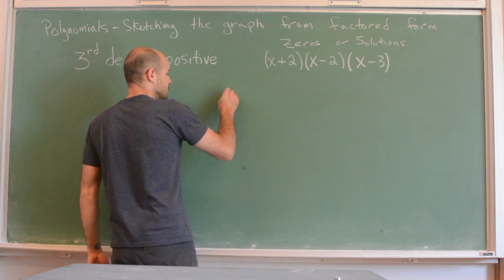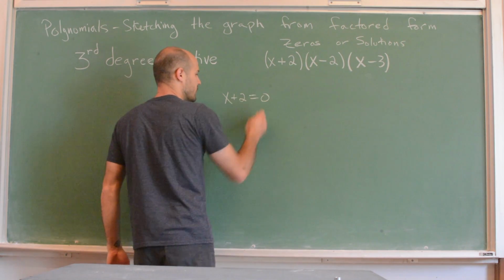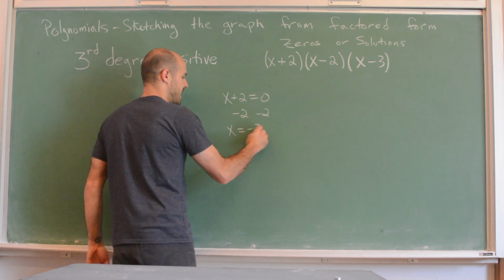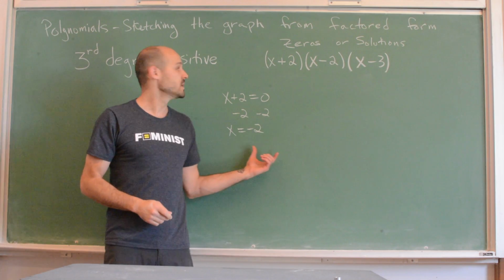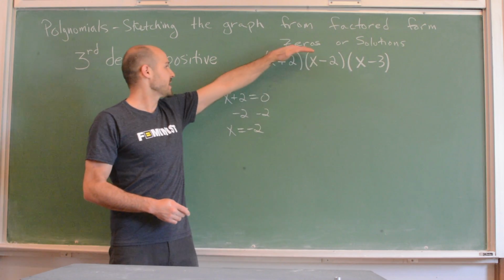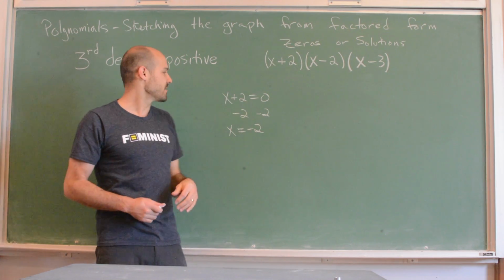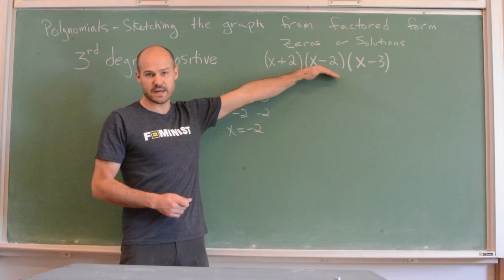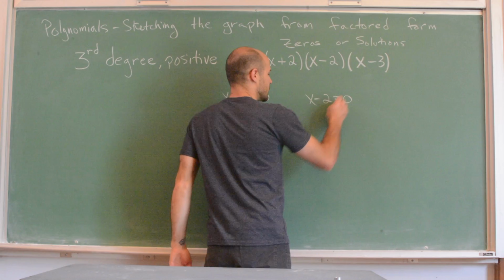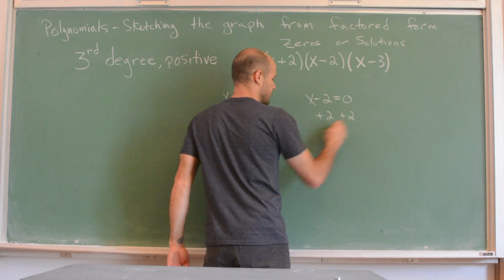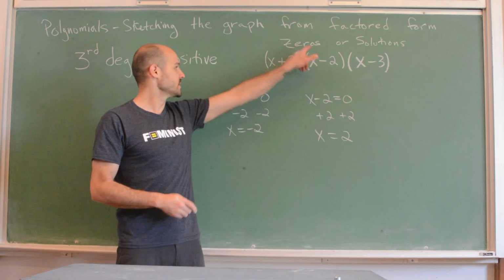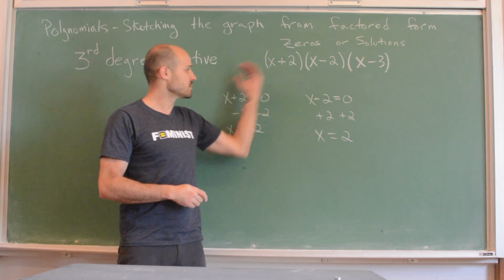So, if x plus 2 equals 0, then we can solve for x and find out that x equals negative 2 is a 0 or a solution to our polynomial. I'm going to explain why it's called a 0 when we start to graph it. What happens with x minus 2? If x minus 2 is 0, then we can add 2 to both sides and find out that x equals 2 is another option for a 0 or a solution to this polynomial.